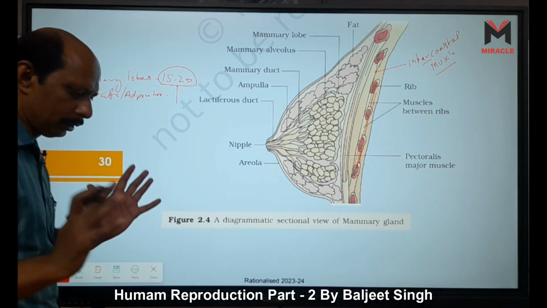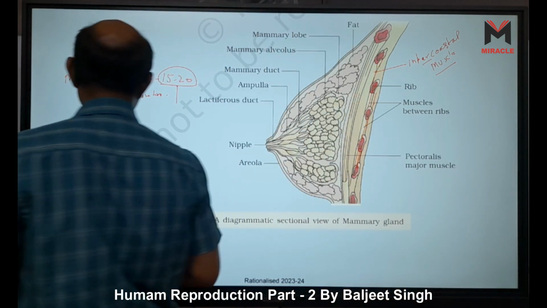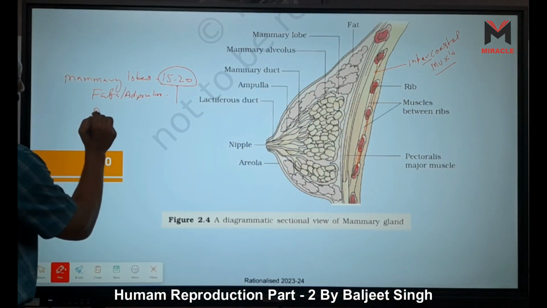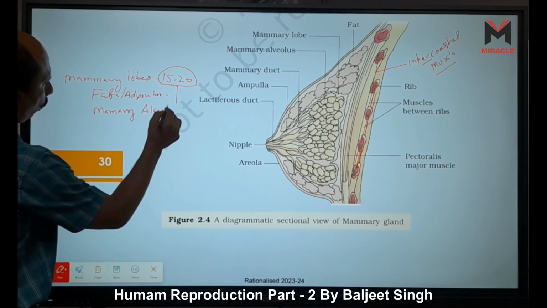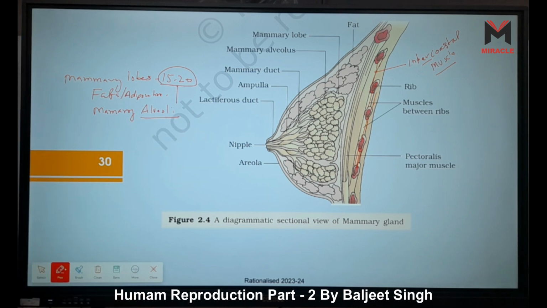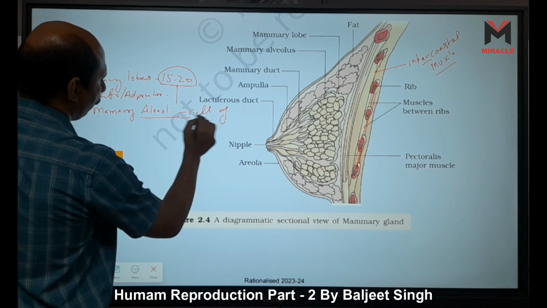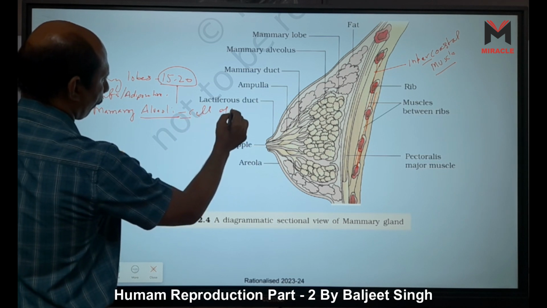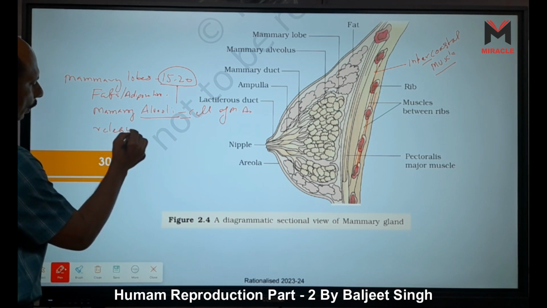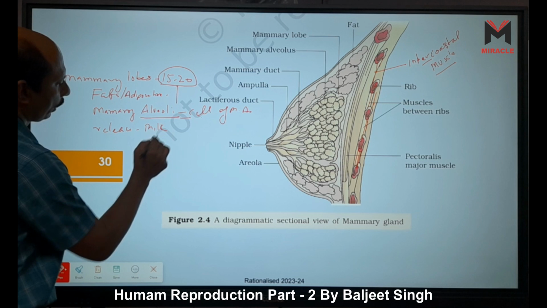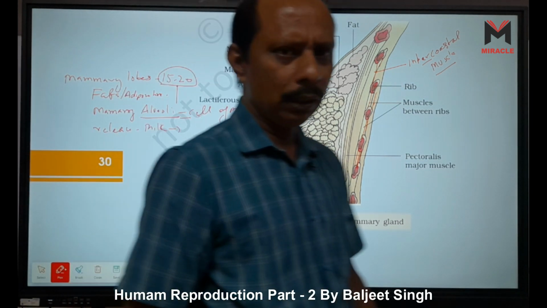They contain sac-like structures, and these sac-like structures are called alveoli. I write here mammary alveoli. The cells of mammary alveoli release milk, or they secrete milk, and this milk is stored in the alveoli.